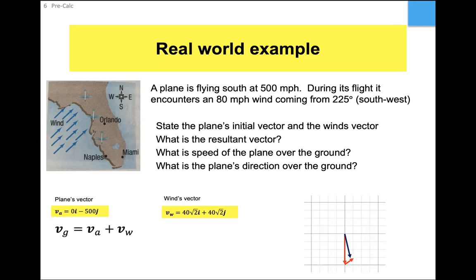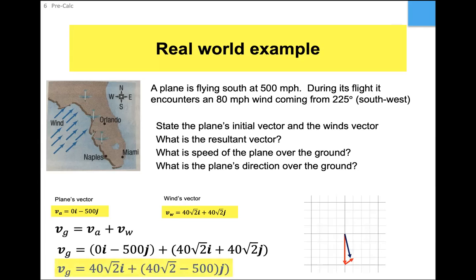Well, let's do this. Remember, the resultant vector, you take the two vectors and add them together. Pretty simple to do. So we have our vector of the airplane, we have our vector of the winds. We plug those two values together and we add these? Yes. All right, so this will visually look very intimidating as an answer, but that is the answer.